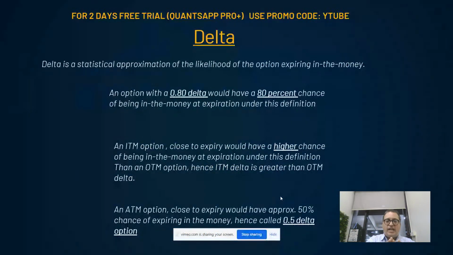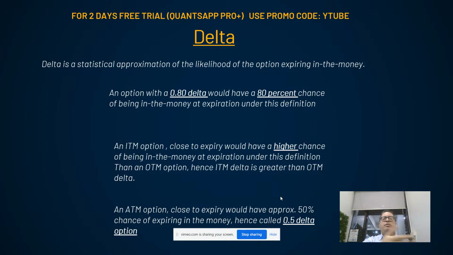So let's now move on to delta. Delta is a statistical approximation of the likelihood of an option expiring in the money. So an option of 0.8 delta has an 80% chance of being in the money as per this definition. What we are trying to say is that for an ITM option, an in-the-money option, when there is only one day to expiry, there are not going to be very large swings. So the probability of that ITM option expiring in the money is very high. Therefore, the delta of that ITM option will be higher compared to an OTM option.